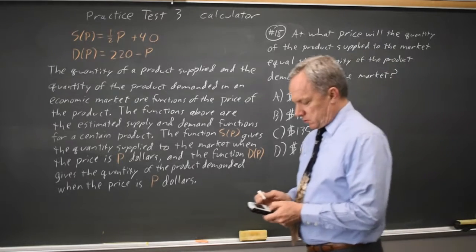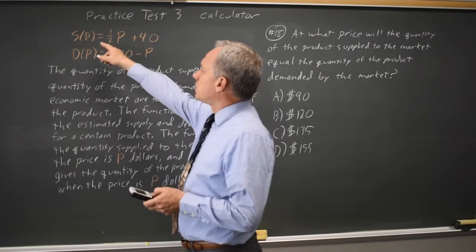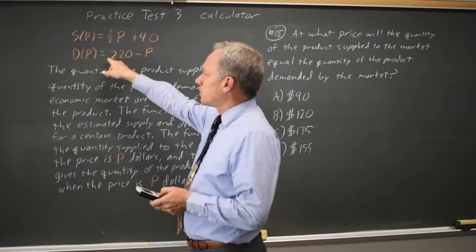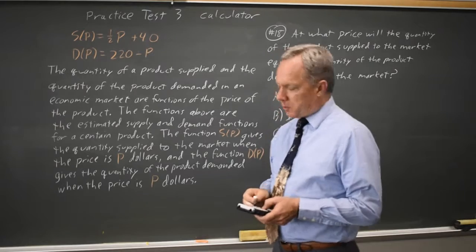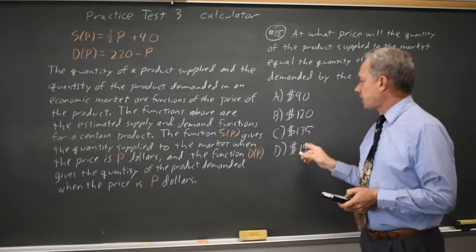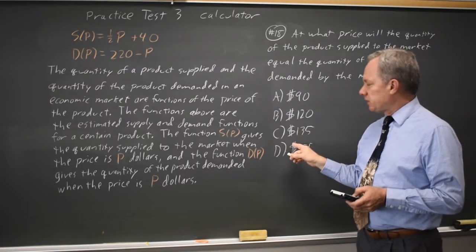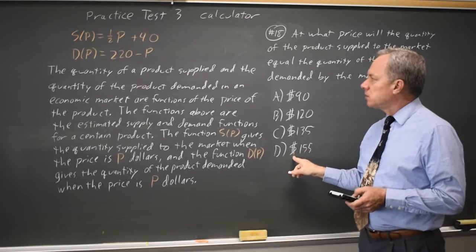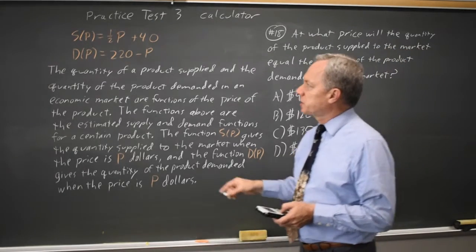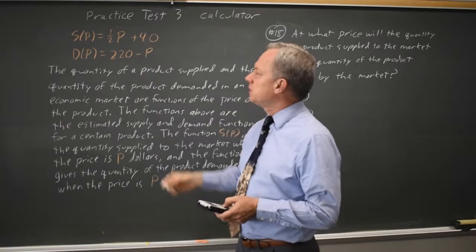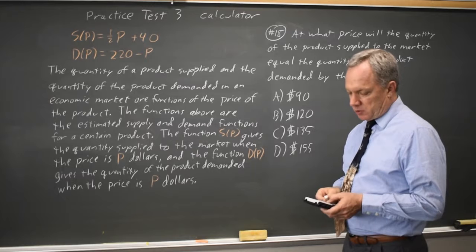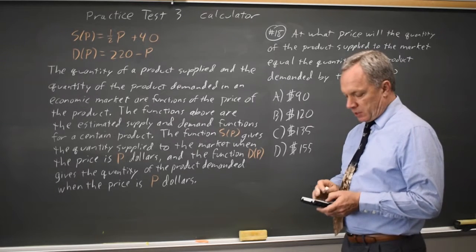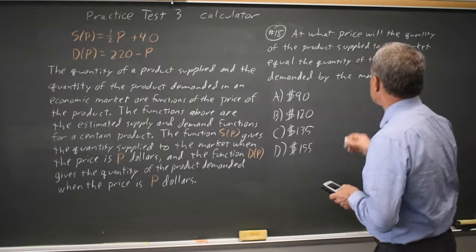I put y1 equals 0.5x plus 40, y2 equals 220 minus x. Choose a window where the correct answer for price is in my X window. If I wish to see the graph, which I do, choose a window where I'll see reasonable Y values. So I'm going to make my X window 0 to 200 and my Y window 0 to 300 and graph it and find the intersection.